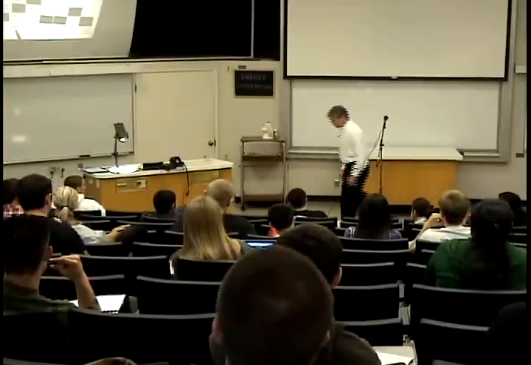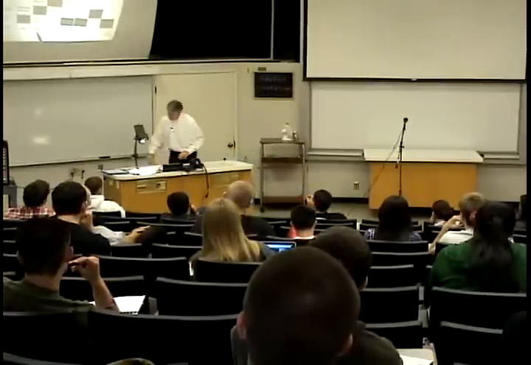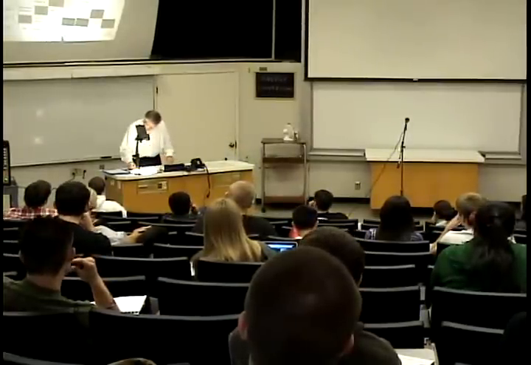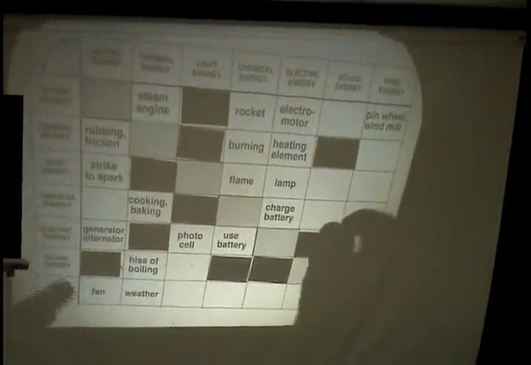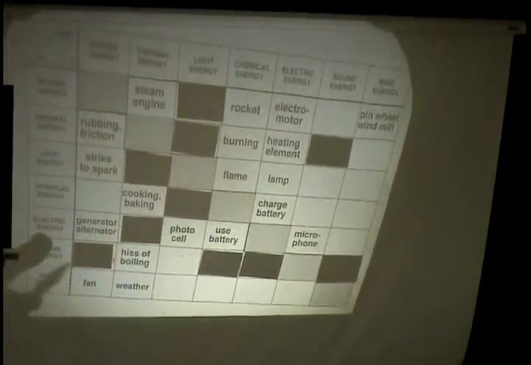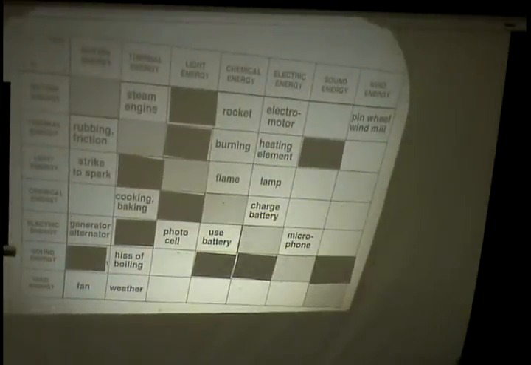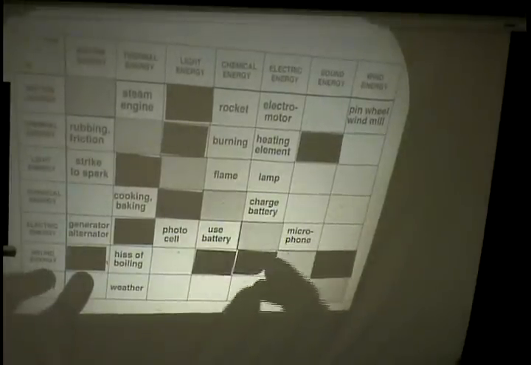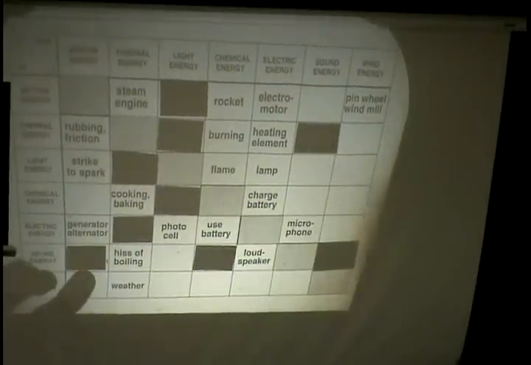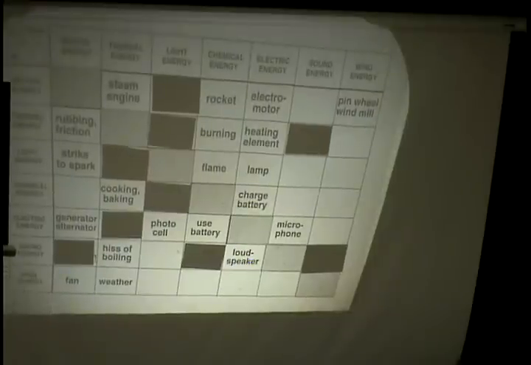So another energy conversion from the microphone, from sound energy to electric energy, and that can be amplified and fed into a loudspeaker. So that's the opposite. Microphone and speaker are opposite energy conversions.